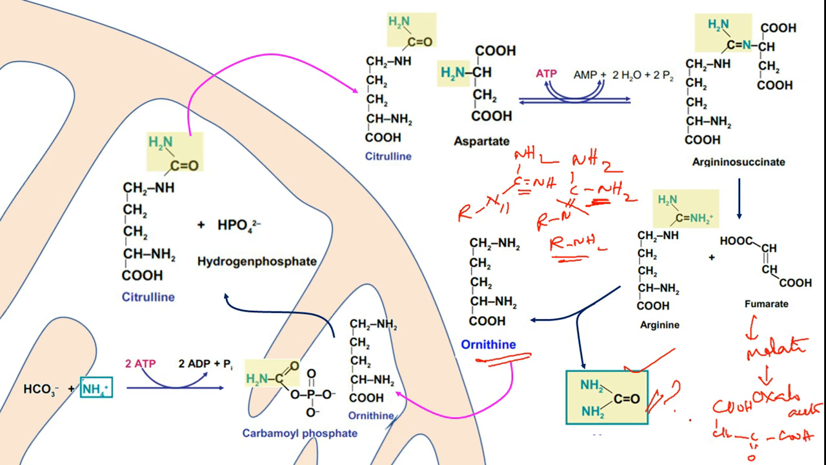Okay, so this will be converted to aspartic acid. What is aspartic acid? COOH, CH2, CNH2, COOH. So this is the way how aspartic acid is regenerated. Fumarate will go to malate, malate will become oxaloacetate, like in the case of the citric acid cycle. Now this oxaloacetate will be shunted into amino acid biosynthesis, so thereby aspartic acid is biosynthesized. Okay, so this is it.